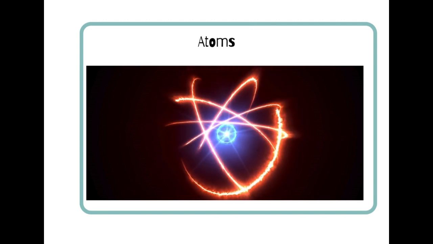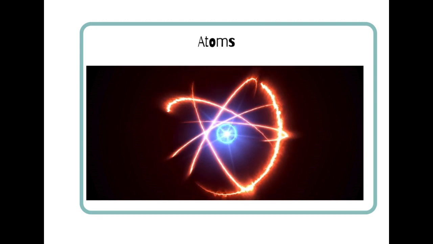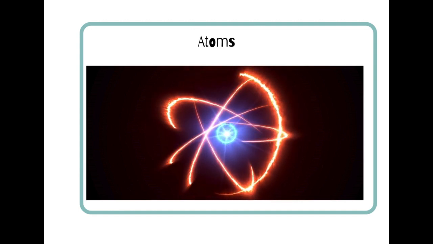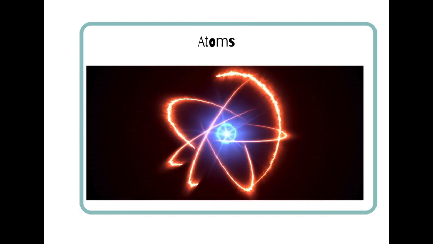The nucleus is small and dense compared with the electrons, which are the lightest charged particles in nature. The electrons circle the nucleus in orbital paths called shells, each of which holds only a certain number of electrons.